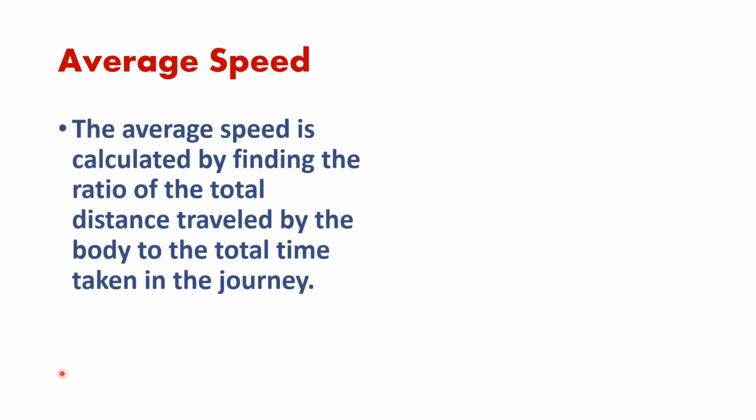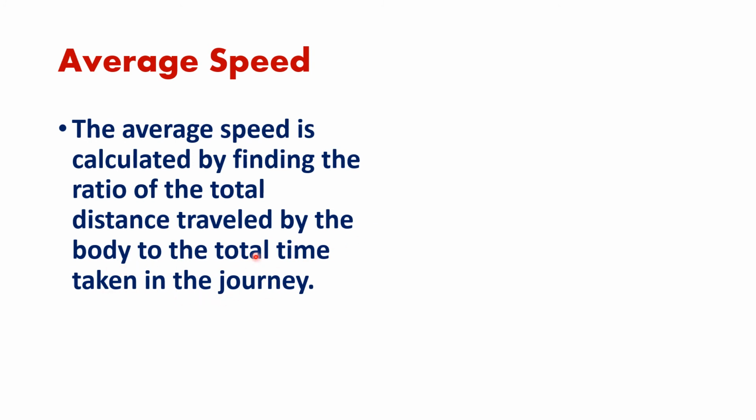So how is average speed calculated? Let us see how average speed is calculated. The average speed is calculated by finding the ratio of the total distance traveled by the body to the total time taken in the journey.